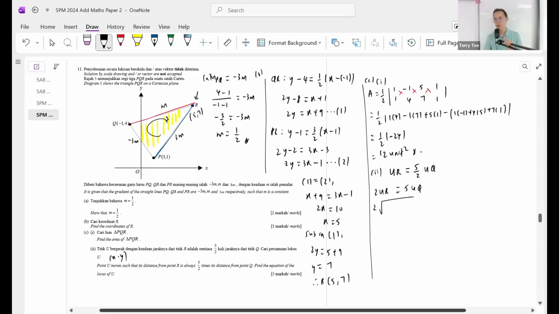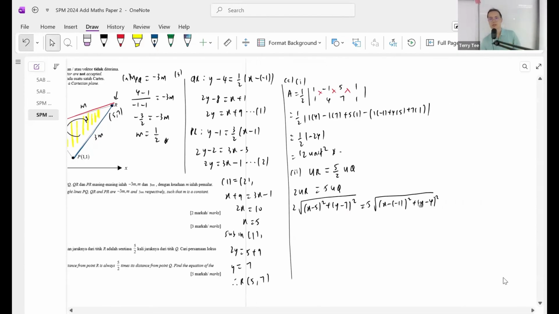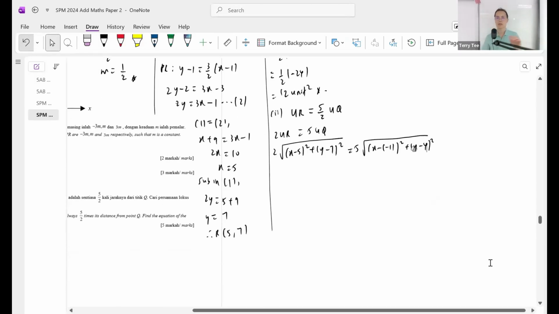So let's use the formula. For R is 5, 7. Okay. For Q is minus 1, so this is minus. Now they want you to write the full working. So you need to put the minus here, minus 1, and y minus 4. Okay, let me move this over because I need more space to expand this. Okay, so you need to expand the bracket.